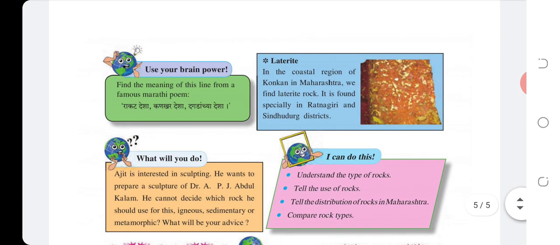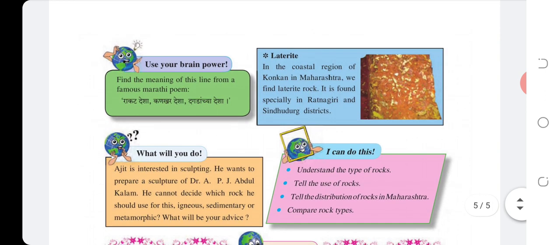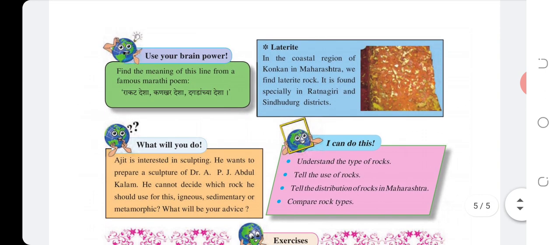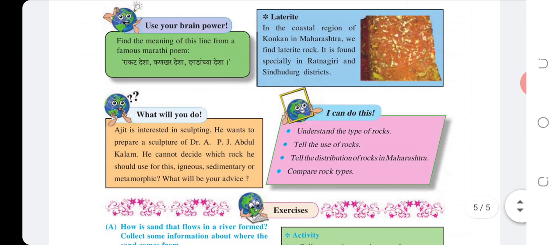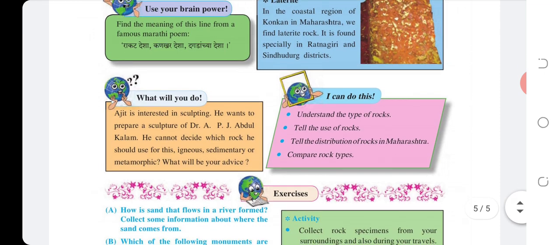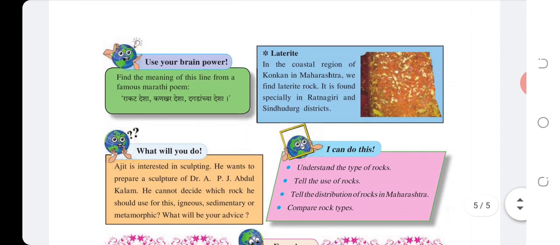Use your brain power. Find the meaning of the line from the famous Marathi poem: Rakad Desa, Kankar Desa. What will you do? Ajit is interested in sculpturing. He wants to prepare a sculpture of Dr. APJ Abdul Kalam. He cannot decide which rock he should use, igneous, sedimentary, or metamorphic. What will be your advice?